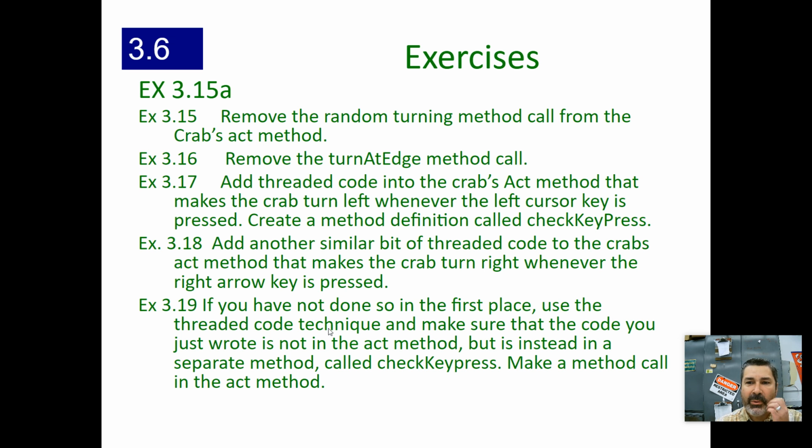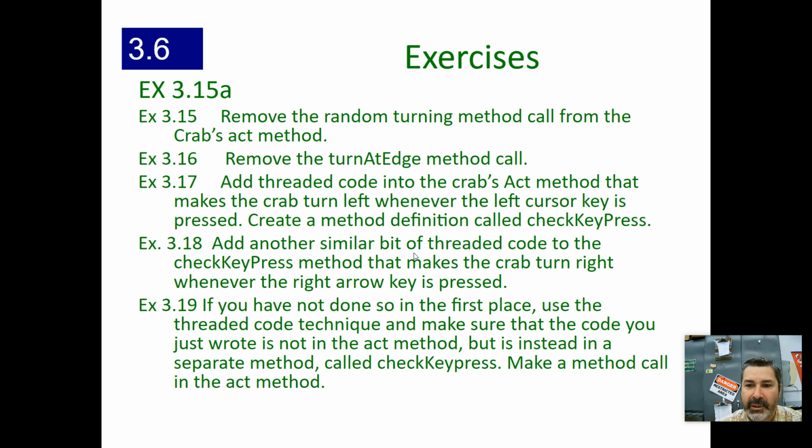So everybody try to do this. Remove the random turning method call from the crab's act method. Remove the turn at edge method call. Add code into your crab's act method that makes the crab turn left whenever the left cursor key is pressed. Create a method definition called checkKeypress that goes along with the method call. No, hold on, that's wrong. I'm going to hit pause on this. Okay, I fixed it. We're going to add it to the checkKeypress method. Hit pause, see if you can do all this first, and then I'll show you a little bit.